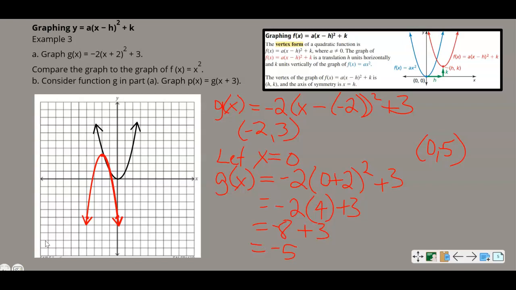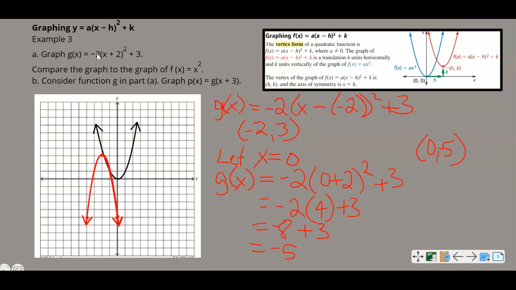All right, so we have graphed g of x, but it says to compare the graph to f of x, the parent function. So the graph of g opens down, and you can see that it's more narrow than the graph of f, and that's because it's a factor of 2 here. And the vertex of the graph is (negative 2, 3), so it's 2 units left and 3 units up from the vertex of the graph of f. So the graph of g, we could say it's a vertical stretch by a factor of 2, a reflection over the x-axis, and a translation 2 units left and 3 units up of the graph of f.